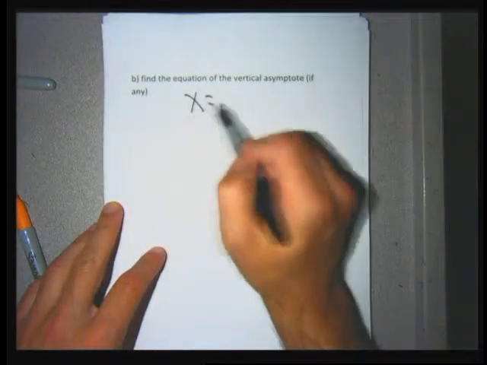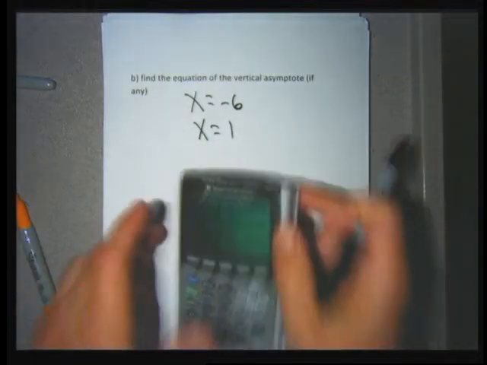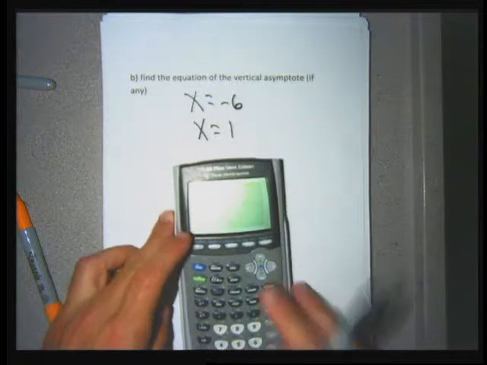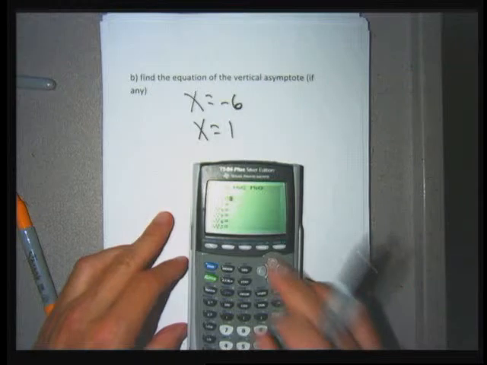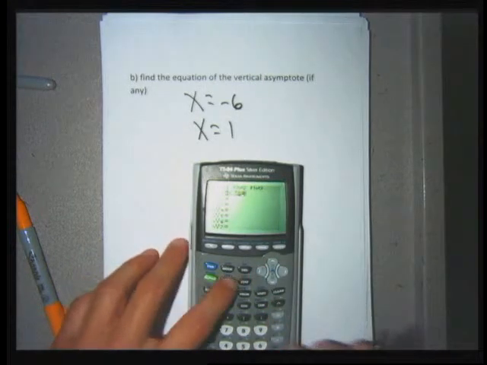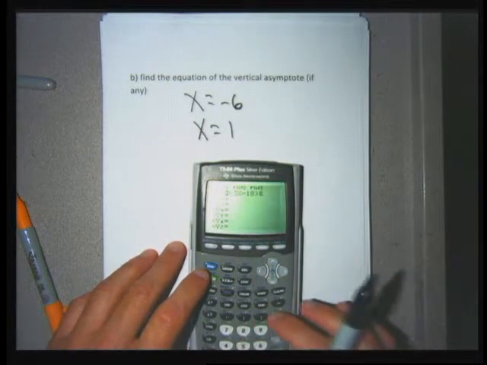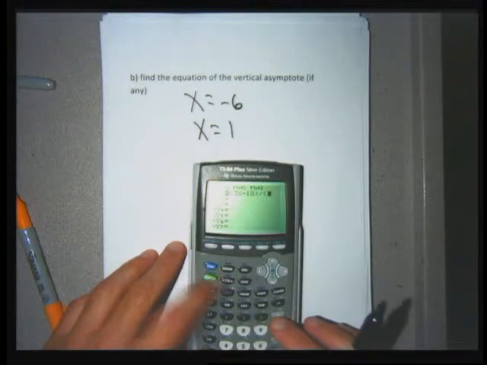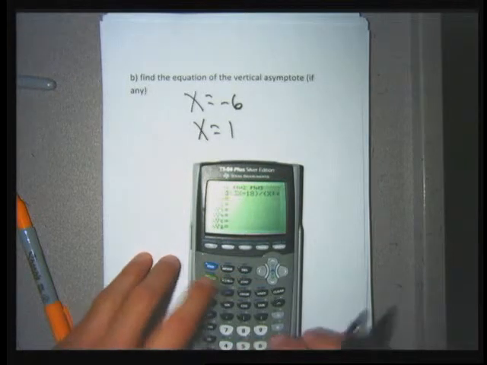For part B, the equation of the vertical asymptote is going to be x equal to -6 and x equal to 1. There's going to be 2 of them, which means, well, I'll sketch a graph of this just to show you what it looks like. I do y equals 3x minus 18 divided by, when you're graphing fractions, both the numerator and the denominator have to be in parentheses, x squared plus 5x minus 6.